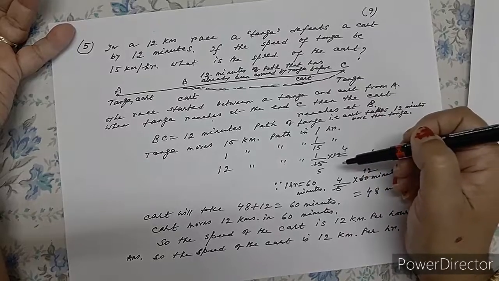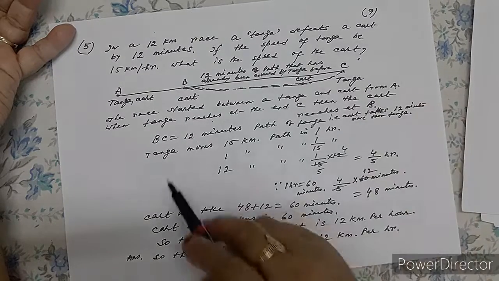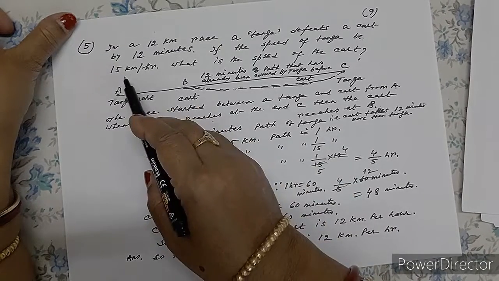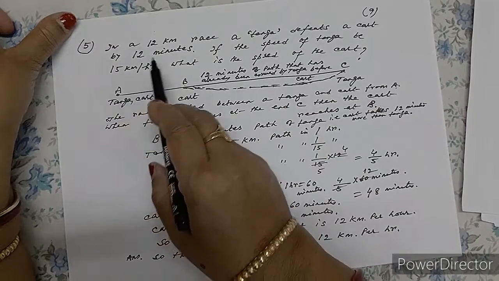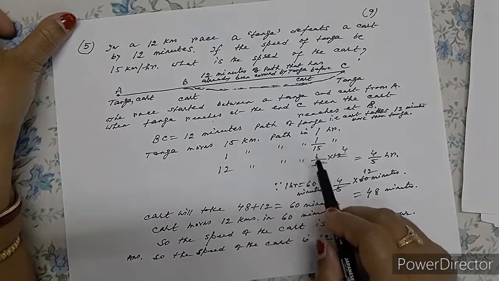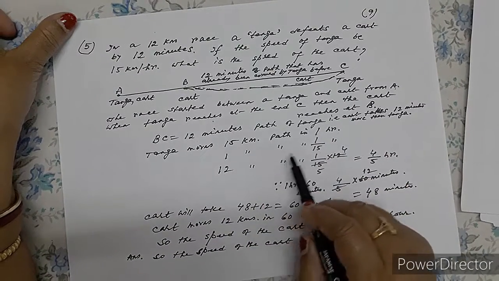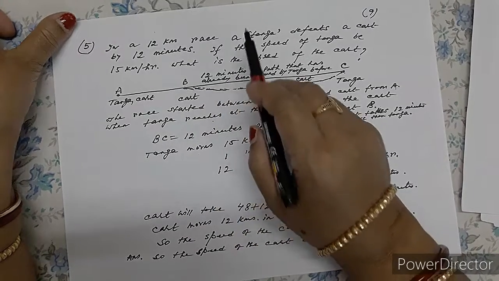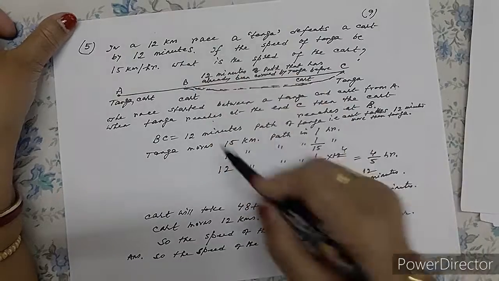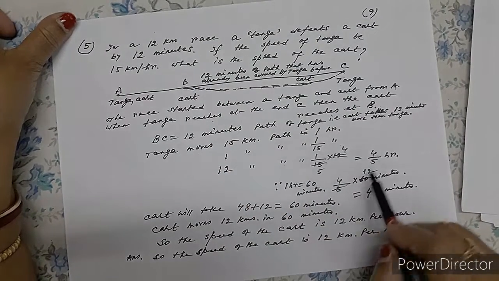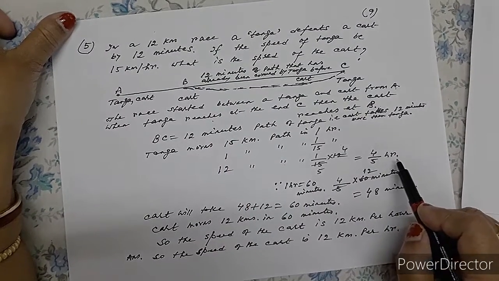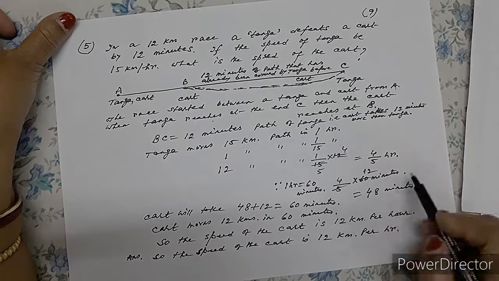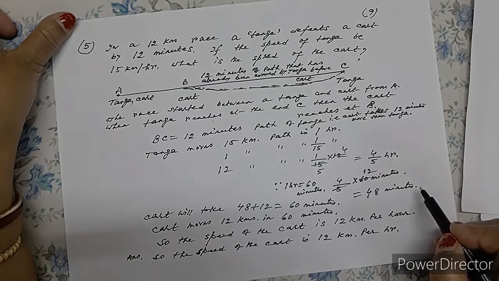So first we find out the time taken by the Tanga. The Tanga moves 15 km. Why 15 km? Because it is written there, the speed of the Tanga is 15 km per hour. The Tanga moves 15 km in 1 hour, 1 km in 1 by 15 hour. And what is the distance for the race? 12 km. So 12 km is covered in 4 by 5 hours. We know 1 hour means 60 minutes, so 4 by 5 hours, calculating, we get 48 minutes.